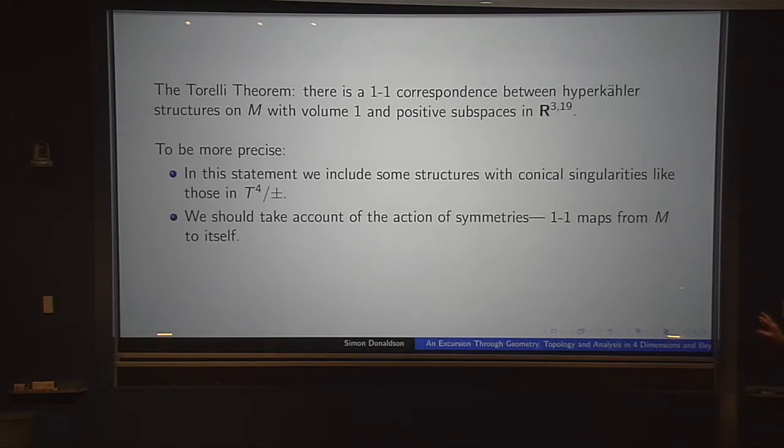Actually, that's not quite right. We should really be a bit more precise in a number of directions. One is that we want to include some things with conical singularities, like the singularities we saw in the quotient of the 4-torus. And also, we should really take account of the symmetries in the situation. If we take a map from M to itself, then we can move one Hyperkähler structure to another one just by moving it under this map. We want to consider those as equivalent. So we should be a bit more precise in saying what we mean by that. But the point is that there is a complete understanding of these Hyperkähler structures in terms of this period construction.